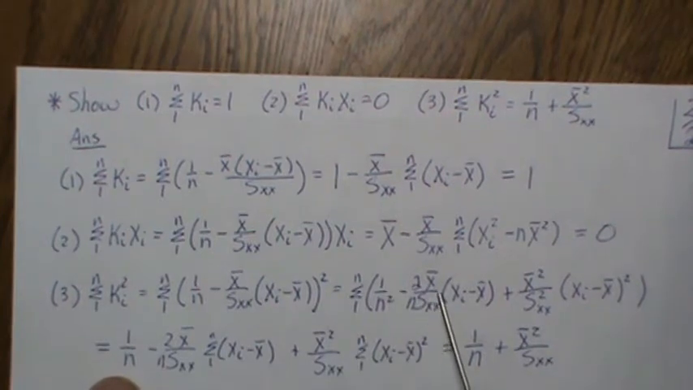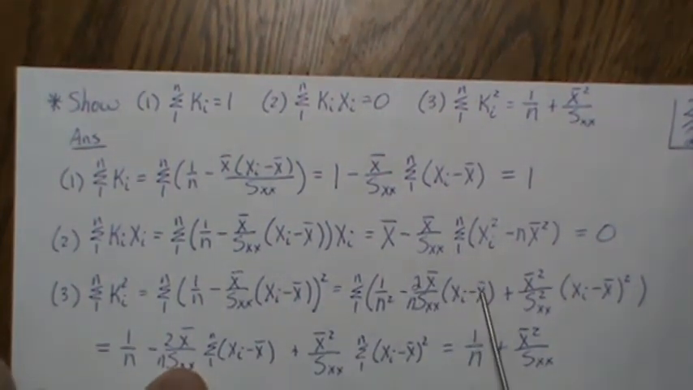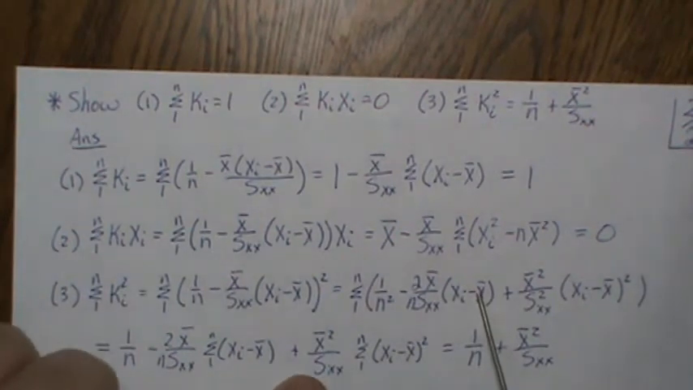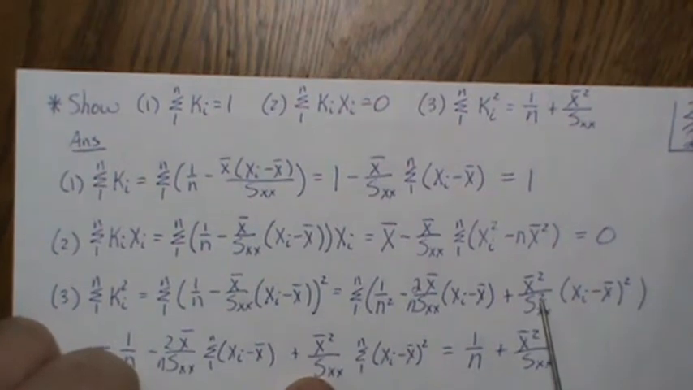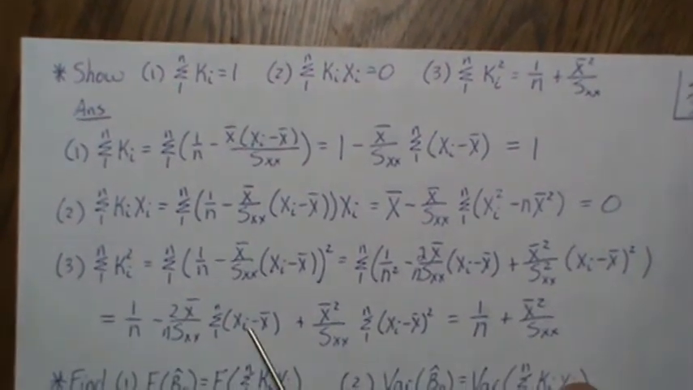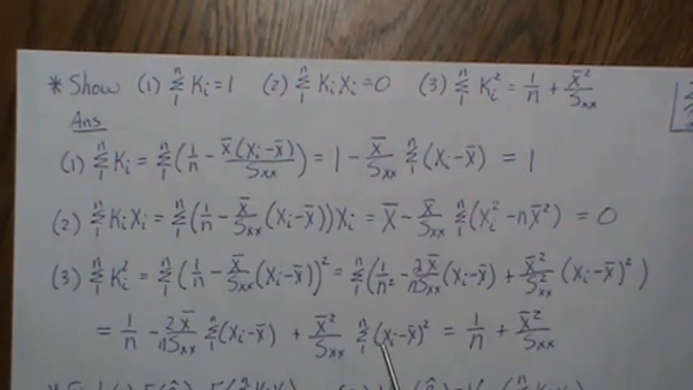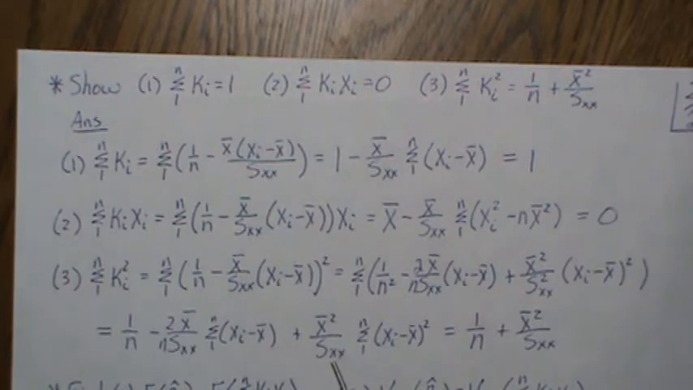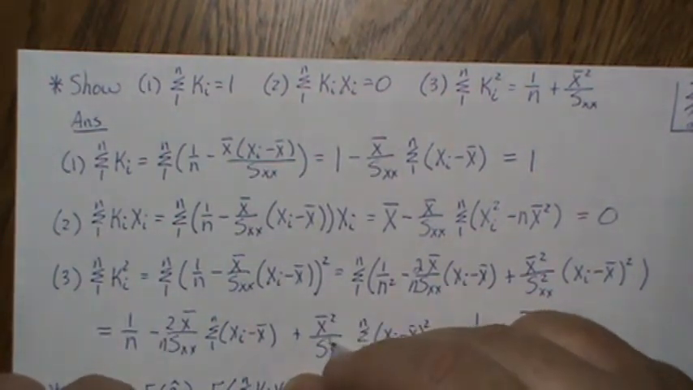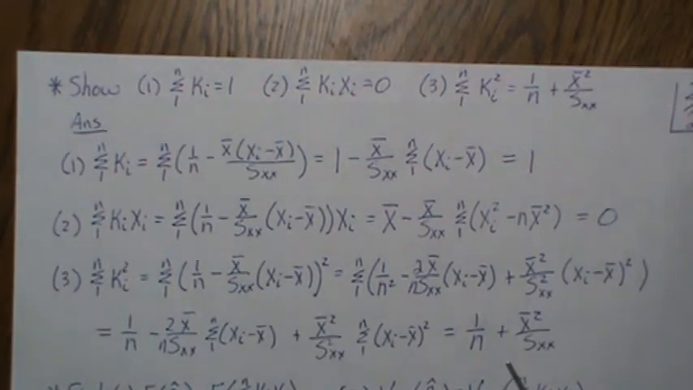When we take this in, the pieces that are not indexed come out front, and it's just the sum of this. And then when we take the sum into here, the pieces that aren't indexed come out front, and we're left with this. Well, this is 0, and this is Sxx. Oh, and there should be a squared term there. So one of them cancels, and we're left with this right here.